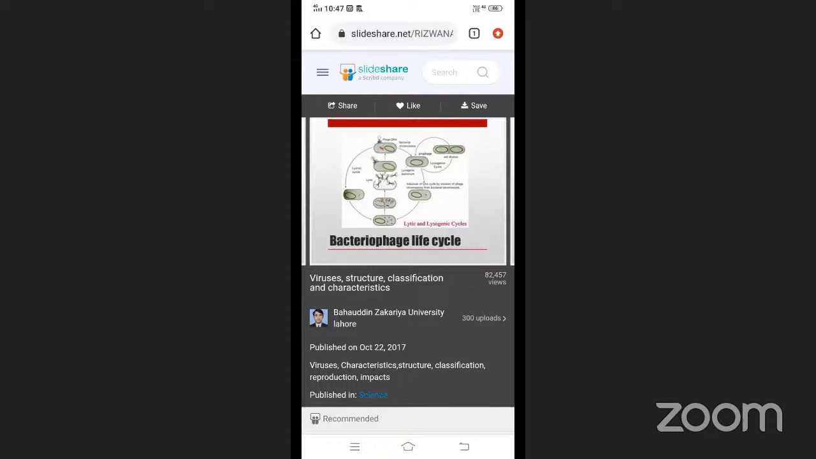So here two methods are there: the lytic life cycle and the lysogenic life cycle. Recombination occurs only in the lysogenic life cycle. Next one is transmission. Transmission means spread, the transmission of the virus.